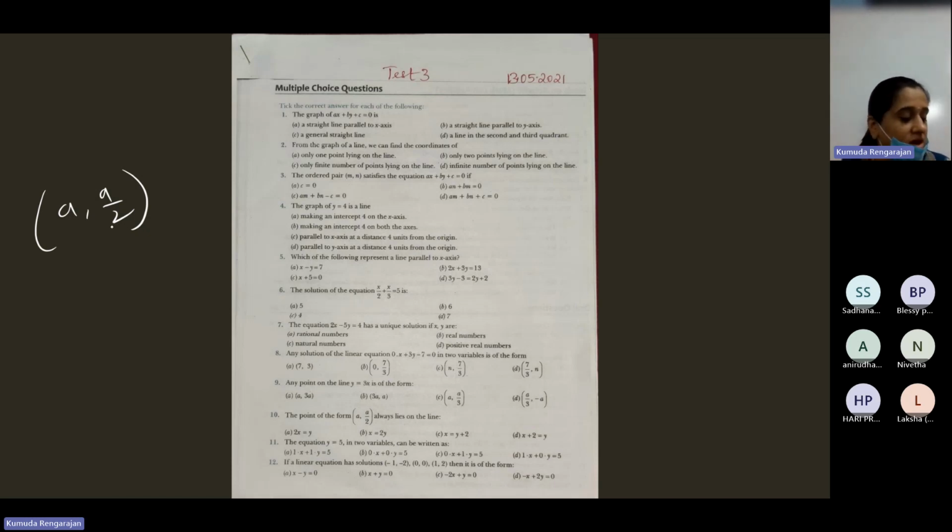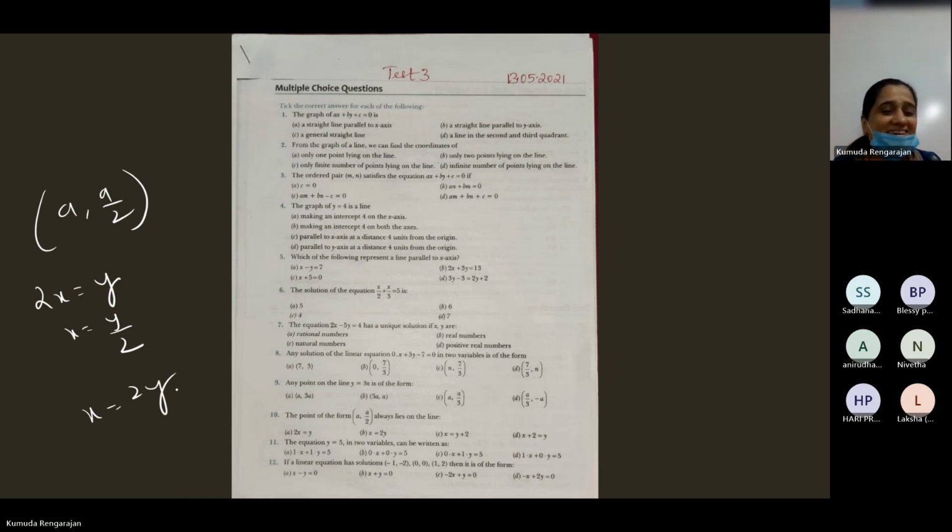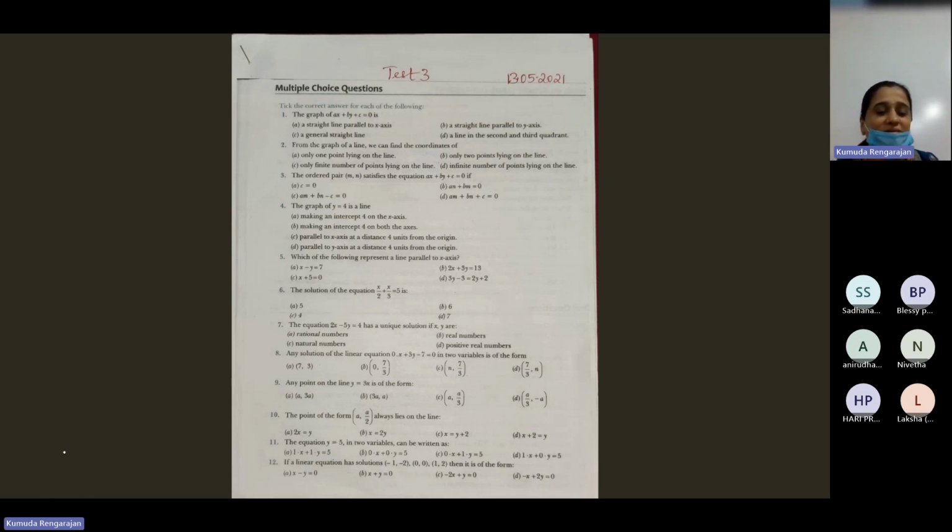Okay, let's see the options. 2x is equal to y. What do you mean by 2x is equal to y? Or x is equal to y by 2. Is the x coordinate y coordinate by 2? No. X is equal to 2y. I think I have conveyed something. Please tell me which is the correct option.